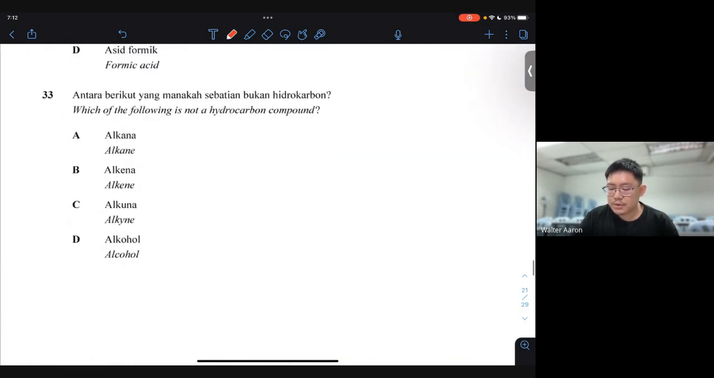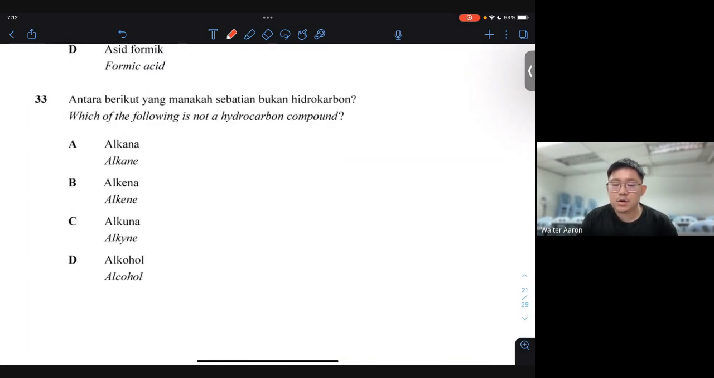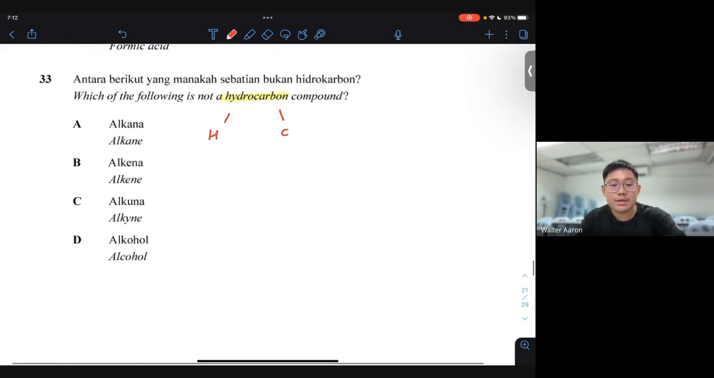So the next one, number 33, which of the following is not a hydrocarbon compound? Hydrocarbons are made up of entirely only hydrogen and carbon atoms, okay? But you can see over here, only 3 substances are made up of hydrocarbon, but they want not a hydrocarbon. Remember, look pretty carefully, not a hydrocarbon. Alkanes, hydrocarbon. Alkenes, hydrocarbon. Alkyne, hydrocarbon.